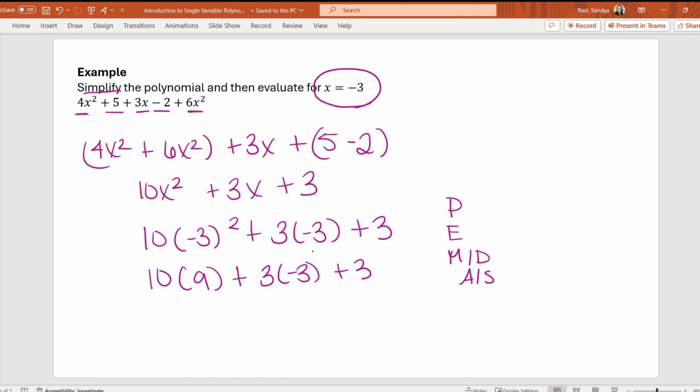Now let's do the multiplication. We have 10 times 9, so that's 90. And then plus 3 times negative 3 is negative 9. And then we have plus 3. So we have 90 plus negative 9 plus 3. We just go from left to right, and that gives us 84. So that's our final answer.